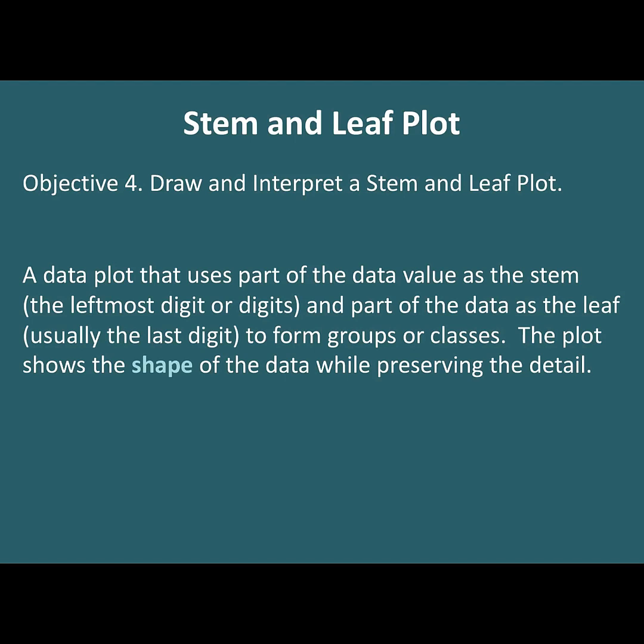Next, onto stem and leaf plot. Here, we're going to draw and interpret a stem and leaf plot. A data plot that uses part of the data value as the stem, the leftmost digit or digits, and part of the data as the leaf, usually the last digit, to form groups or classes. The plot shows a shape of the data while preserving detail.